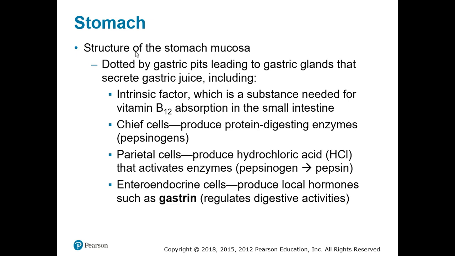There are also cells within your gastric pits. Chief cells and parietal cells are the two most important cells. Chief cells produce a protein digesting enzyme called pepsinogen, and parietal cells produce hydrochloric acid. This is what makes your stomach so acidic, but you need that acid so that the HCl, hydrochloric acid, can turn the pepsinogen into pepsin. Then you have your enteroendocrine glands, and these produce something known as gastrin, which helps regulate digestive activities.